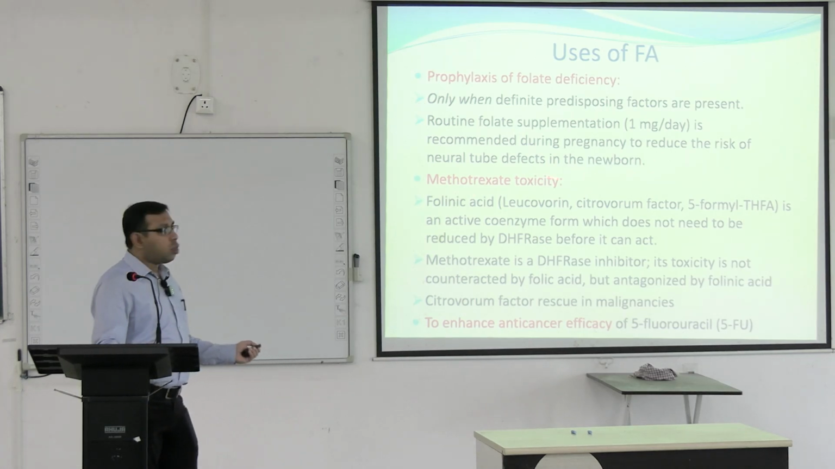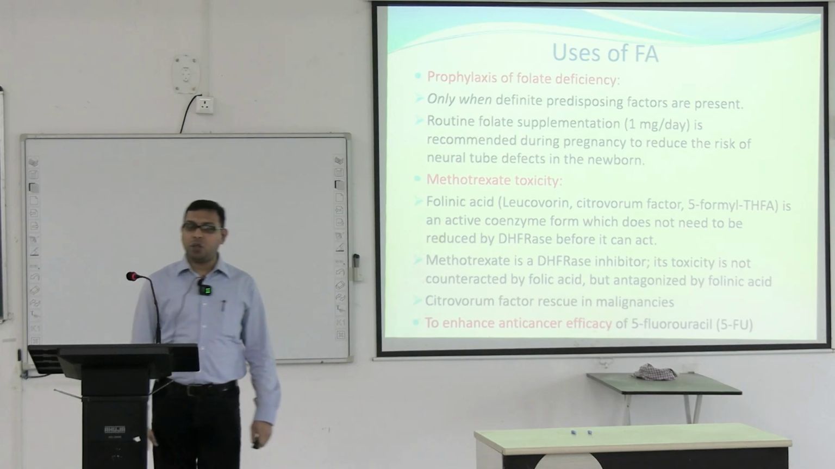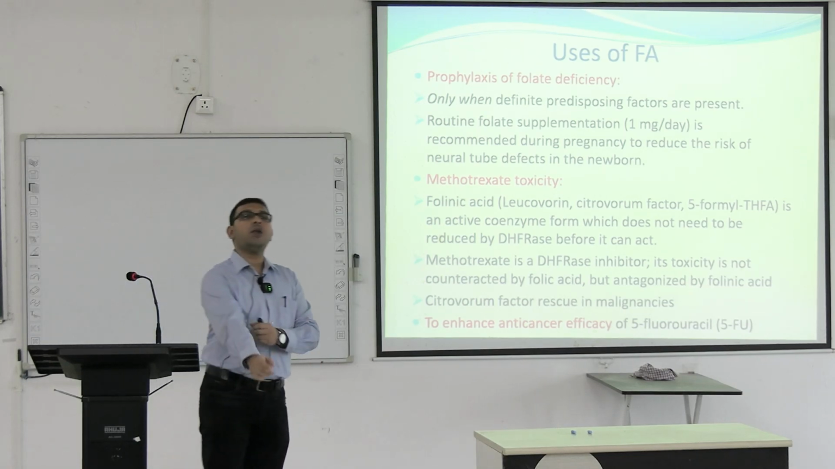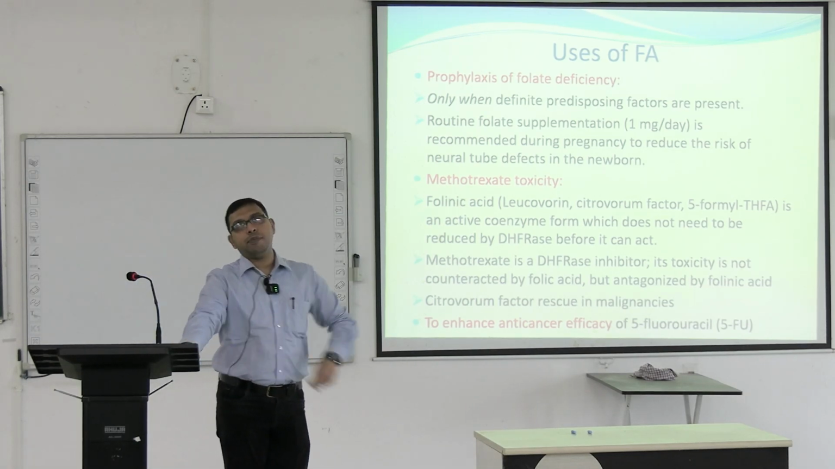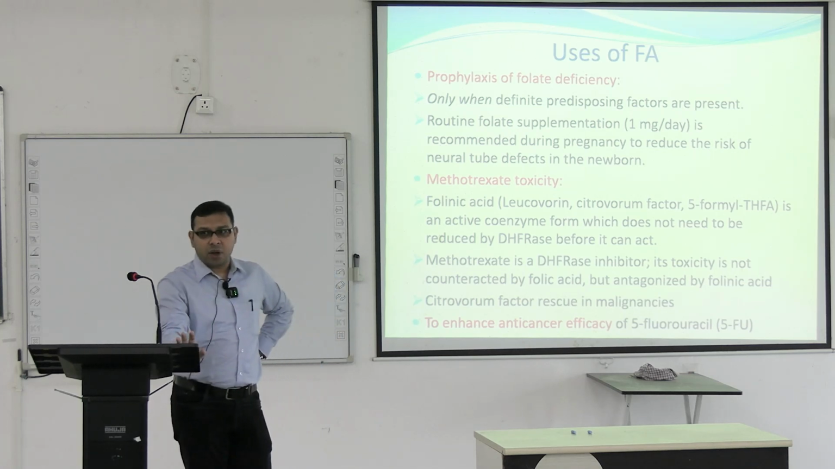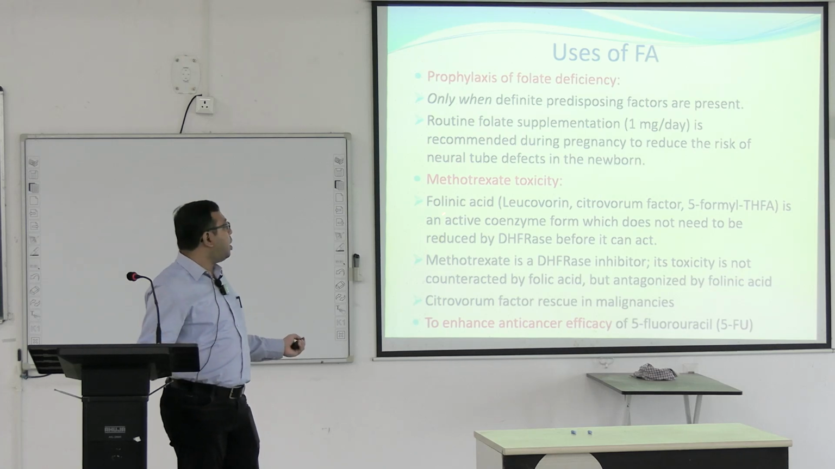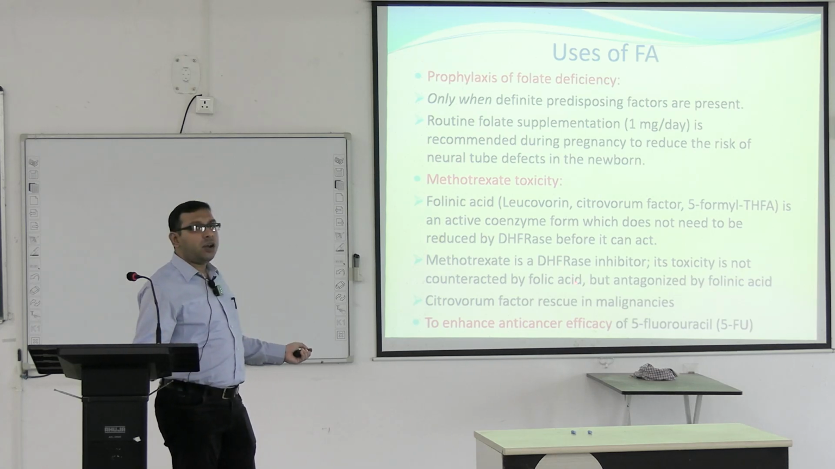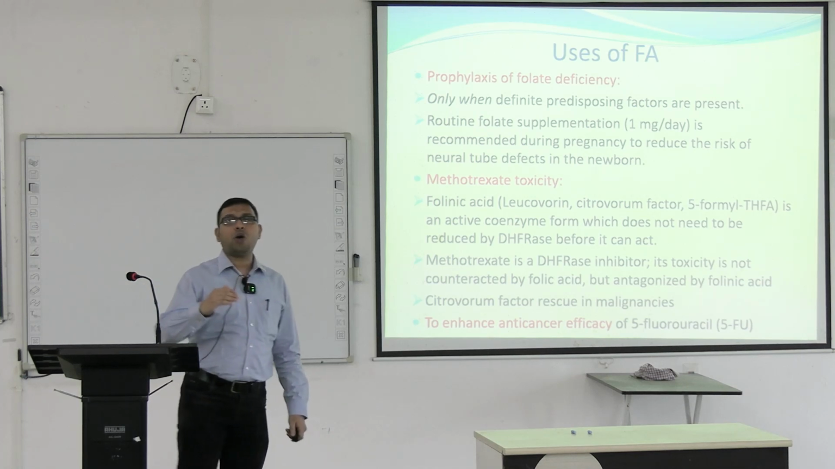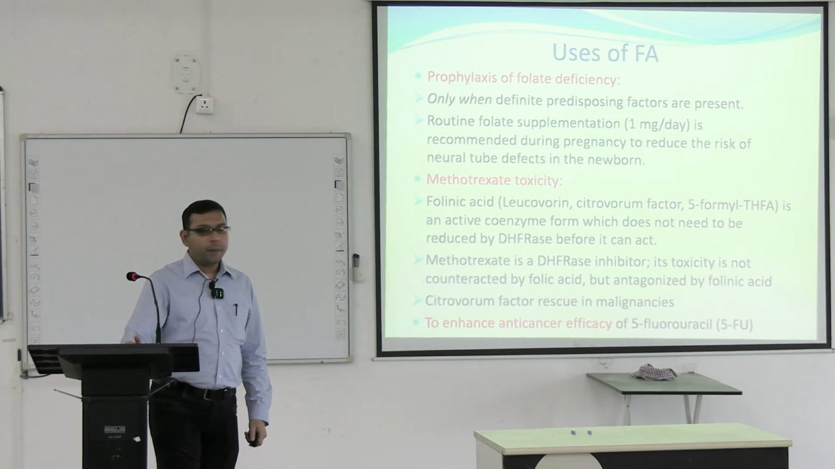Methotrexate toxicity. So, methotrexate, you have read about methotrexate in rheumatoid arthritis also. So, methotrexate is one of the important drugs for rheumatoid arthritis management. It is also one of the very important anti-cancer drugs. So, methotrexate is basically a dihydrofolate reductase inhibitor. So, ultimately they inhibit the conversion of folic acid to tetrahydrofolic acid.